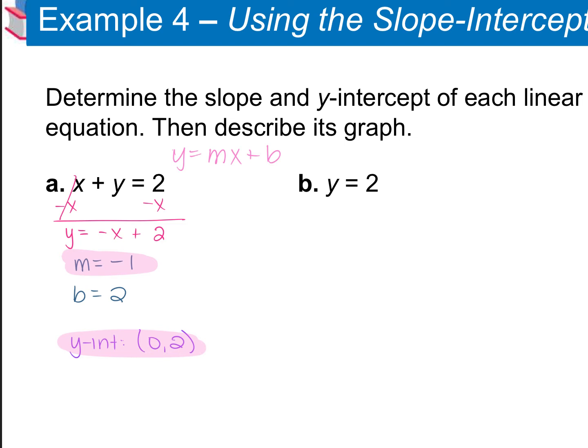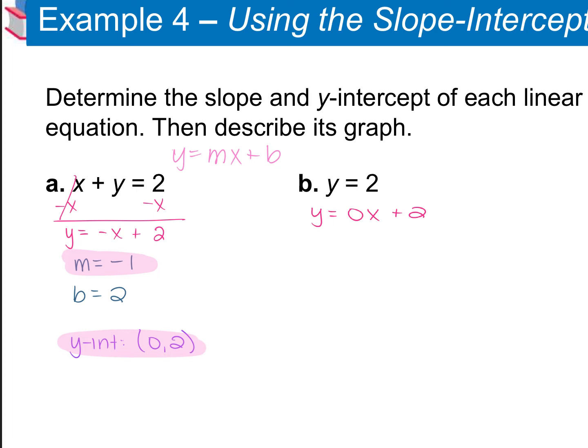For example, B, you're given y is equal to 2. Now, this does not have an x involved in it. So if you were to write it with the x involved in it, it would just be y is equal to 0 times x plus 2. The 0 is what turns the x into 0, because 0 times anything is 0, and gets rid of it. So if you were to simplify this, you would be with the y is equal to 2.